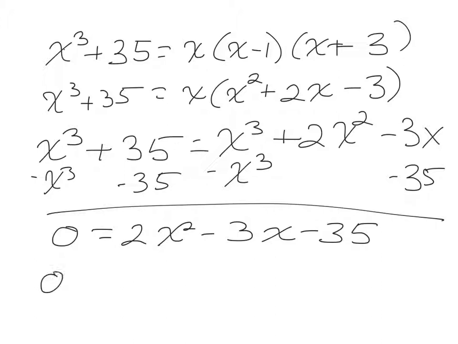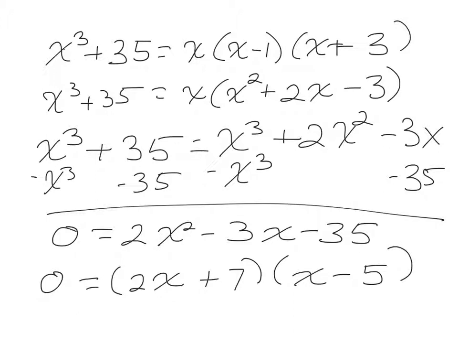Factoring that expression, that's how we solve polynomial equations at this point. We have 2x plus 7 times x minus 5. And now what we're going to do is set each of these factors equal to 0. So we have 2x plus 7 equal to 0. X is going to be negative 7/2.